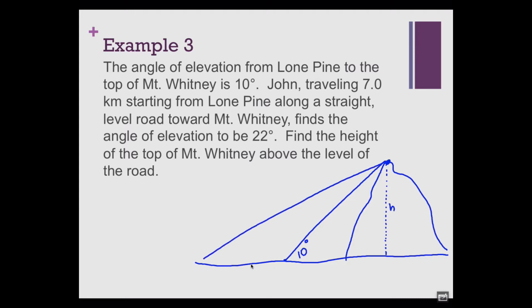6 kilometers. And measures the new, oh no, I did this backwards, didn't I? John travels along a straight level road towards Mount Whitney. I got my angle measures wrong. That's why they make erasers. There we go. All right, let's try that again. 10 degrees here, then he moves towards the mountain and measures an angle of 22.